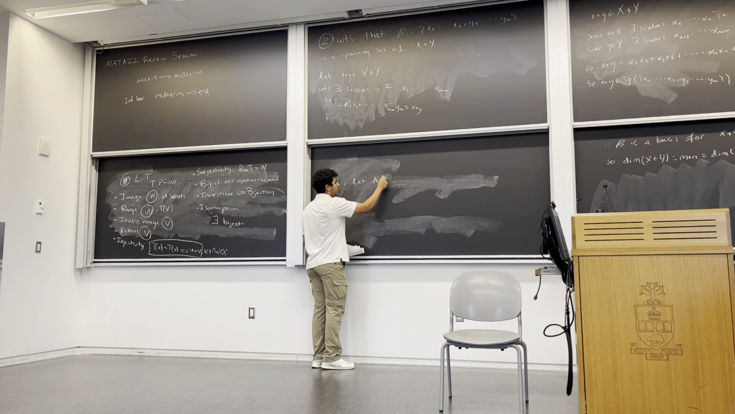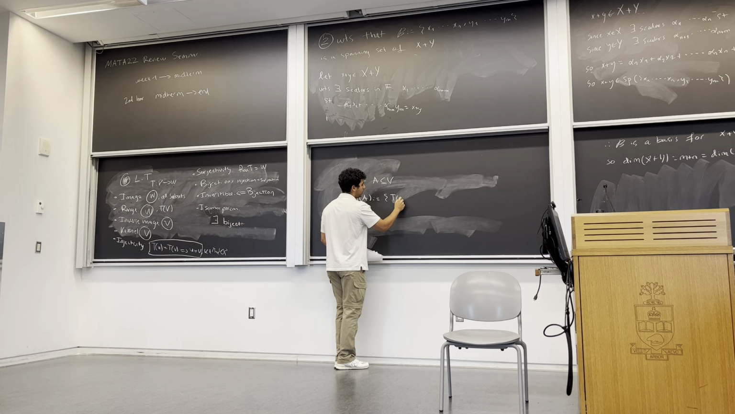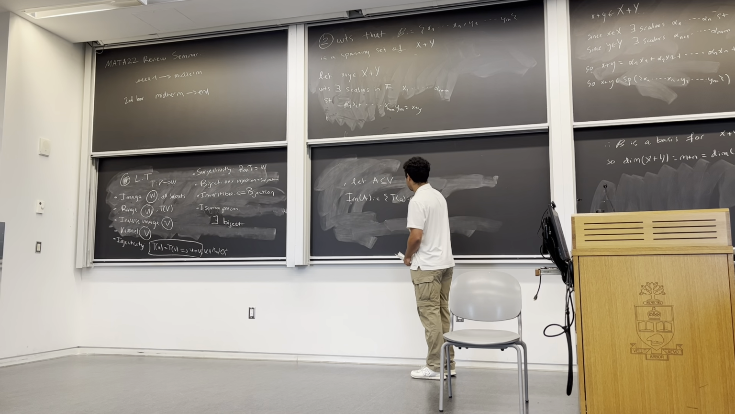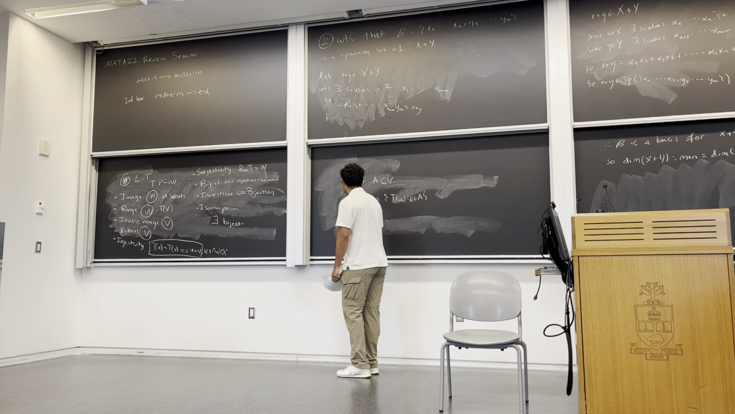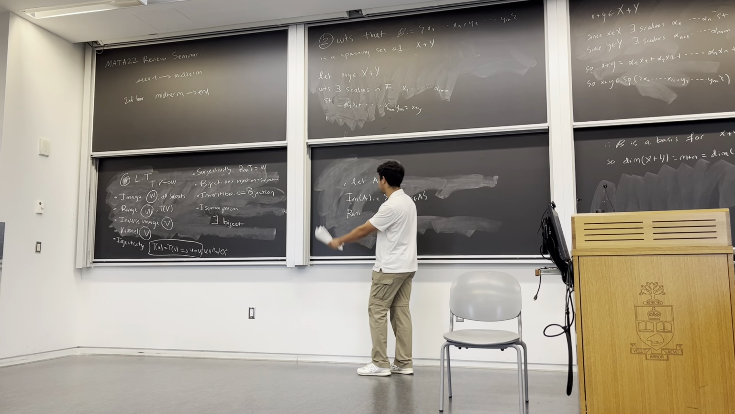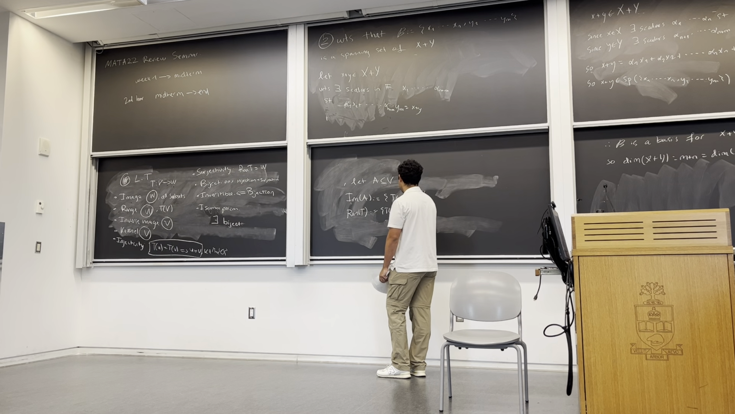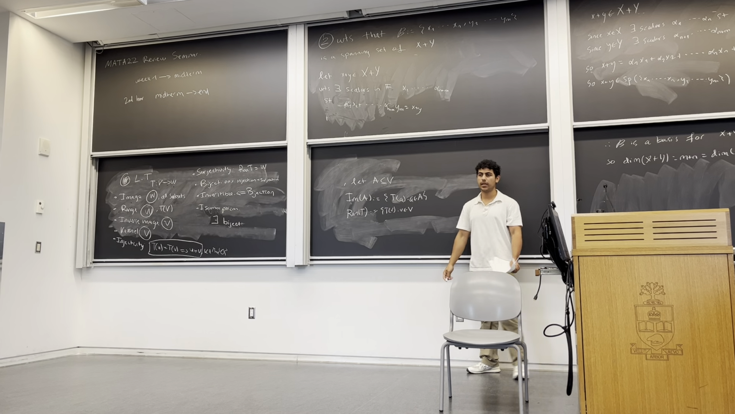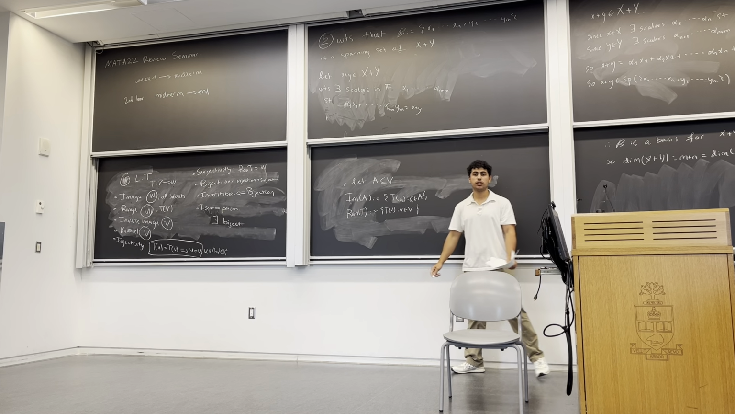Let A be a subset of V. The image of A is the set T of a, where a is in A. But the range, you're not taking the range of a set, you're taking the range of a transformation. So you say the range of T is equal to T of V, where V is your entire domain. The domain is just V, right? So that's the difference. Any questions about it?